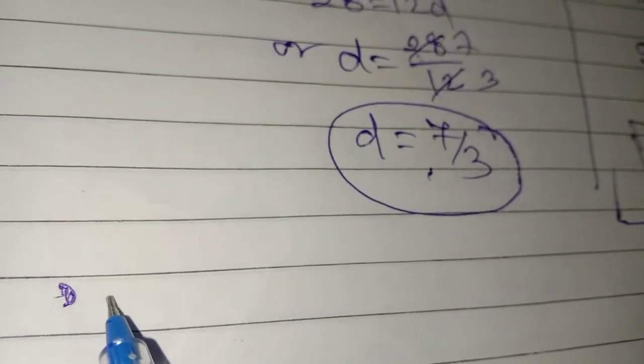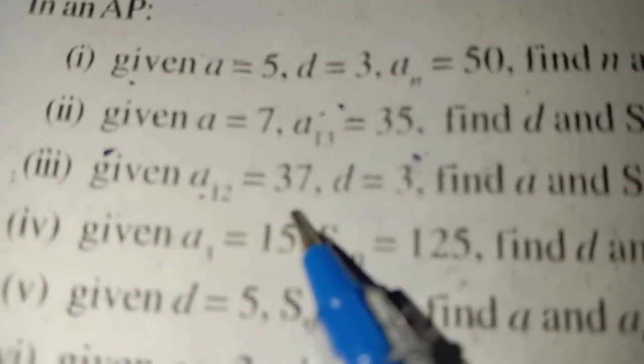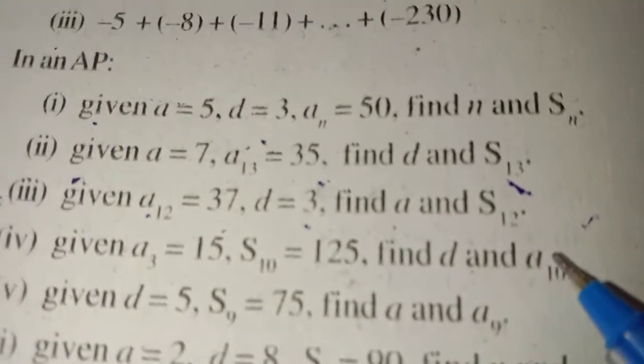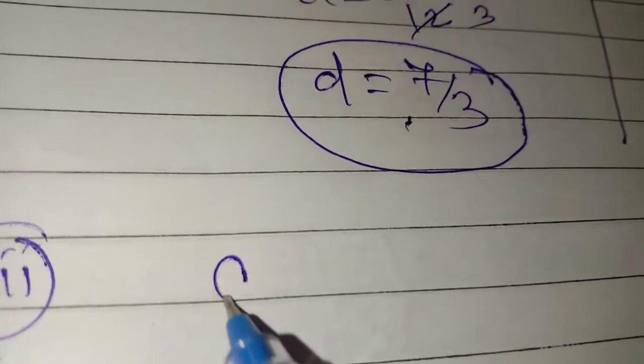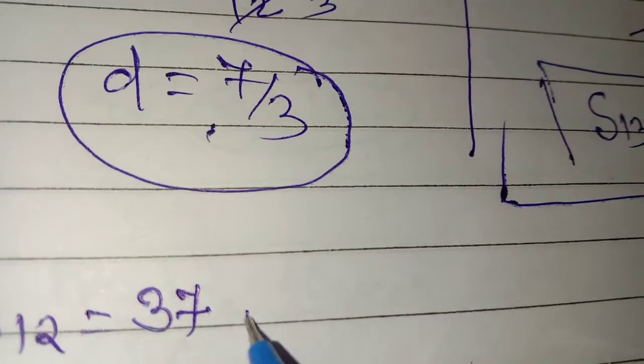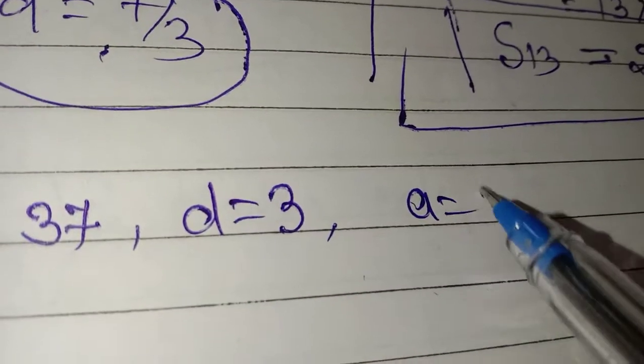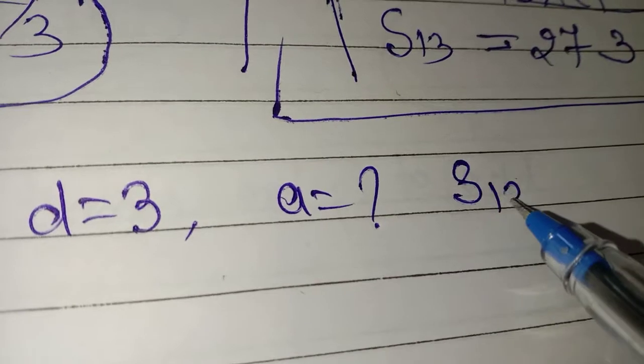Let's solve the third part. You can see the third one: a12 is equal to 37, d is equal to 3. You have to find a and S12. Now you have to find the first term and the sum of the number of terms. So what is given now? It is given as a12 is equal to 37, d is equal to 3. What we have to find? We have to find a and S12.